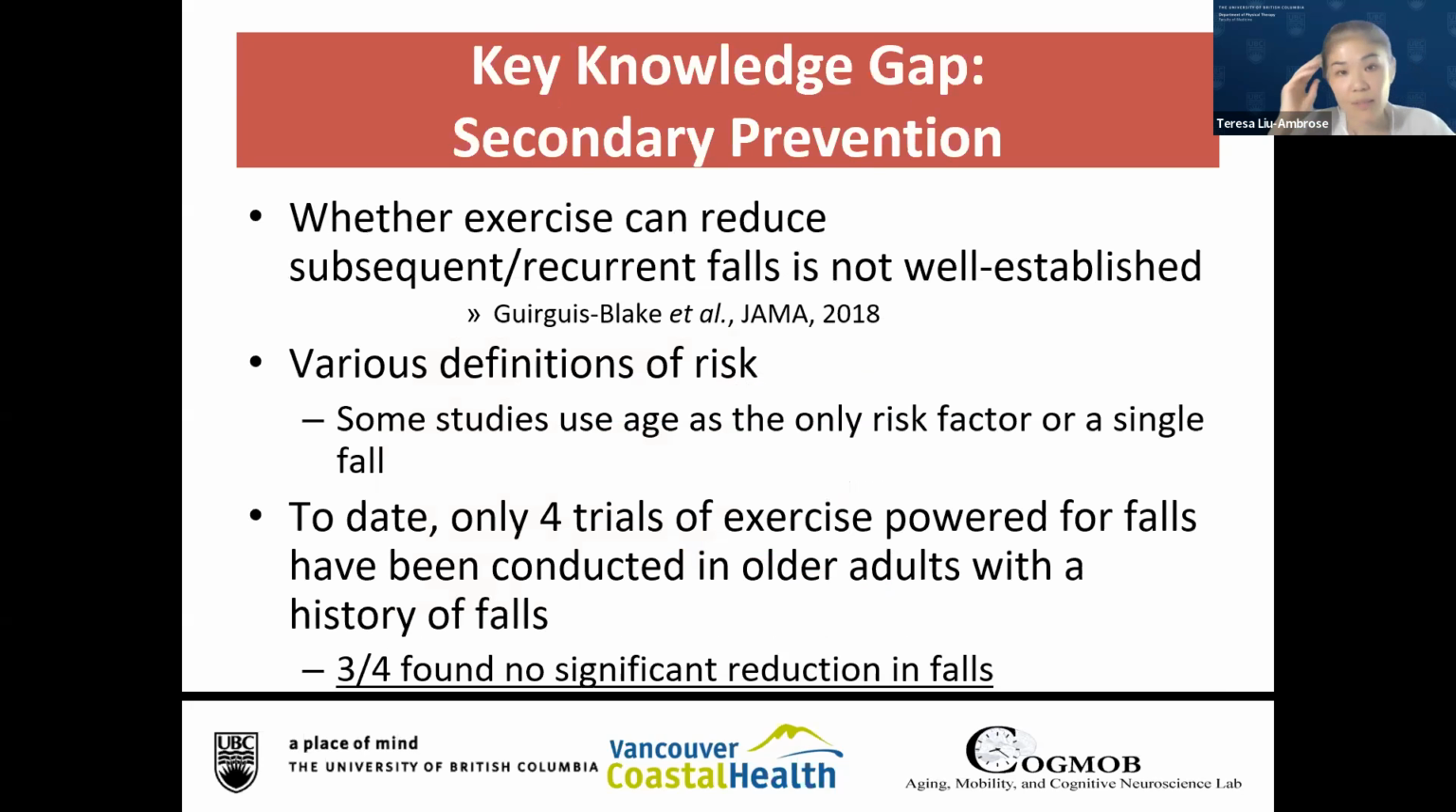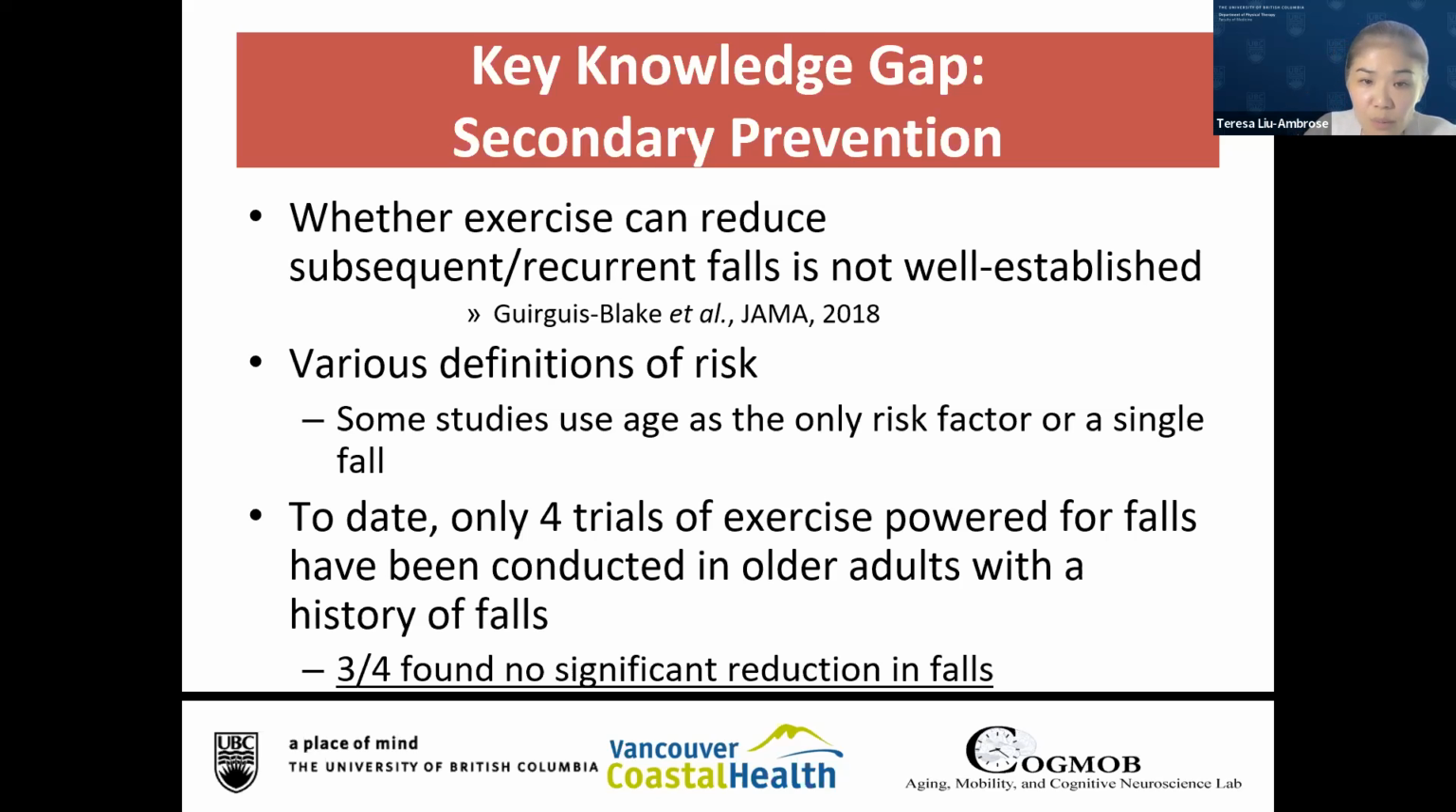Now, despite the good amount of evidence for exercise in terms of falls prevention, there are still significant knowledge gaps, primarily within the domain of secondary prevention. So how can we reduce subsequent or recurrent falls among individuals who have already fallen? These are individuals who we generally categorize as at risk. Part of the lack of good established data resides in a couple of components. One is that there are various definitions of risk within the literature.